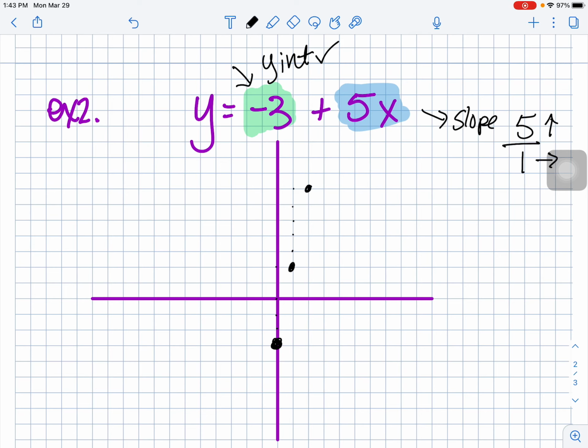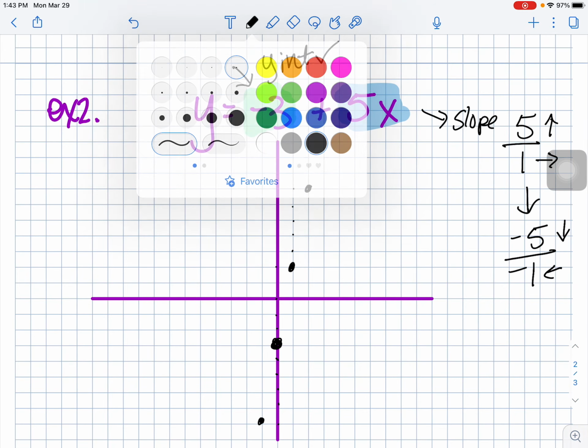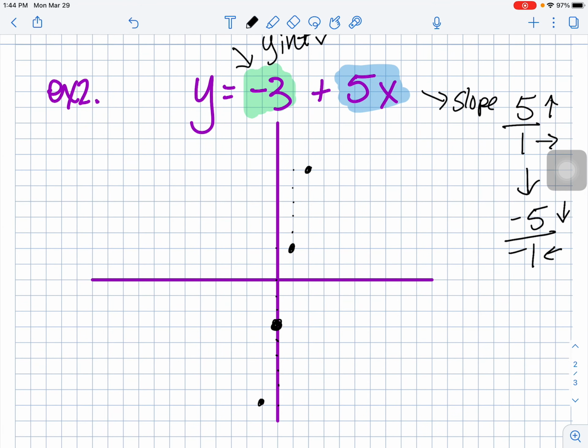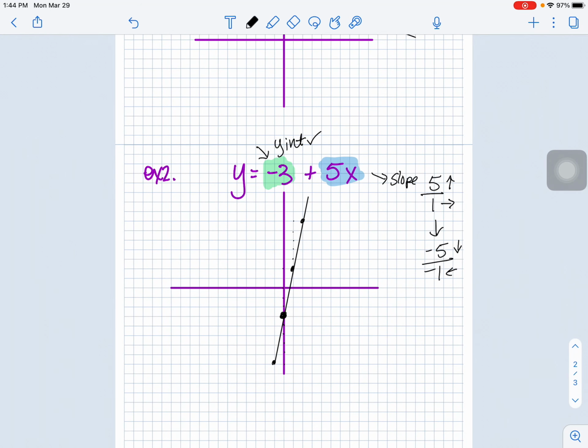And then to get the lower half of the graph, I'm going to flip it. -5 divided by -1 is still +5, but it helps me go down and to the left to get the other part of my graph: 1, 2, 3, 4, 5, to the left 1. And again, if it's discrete, you could just leave the points like that, no problem. If it's continuous, I'm going to connect those with a line. And that, my friends, is graphing in slope-intercept form.